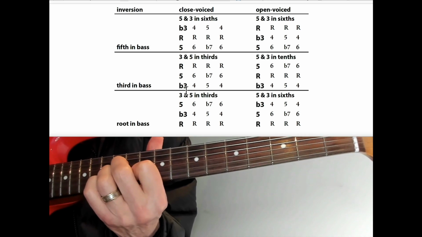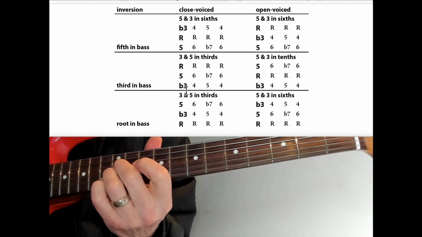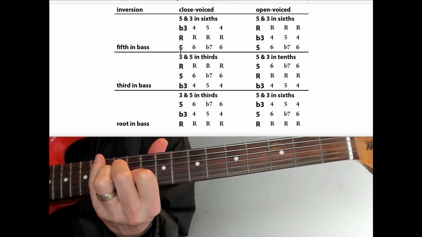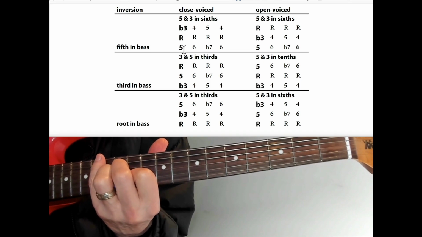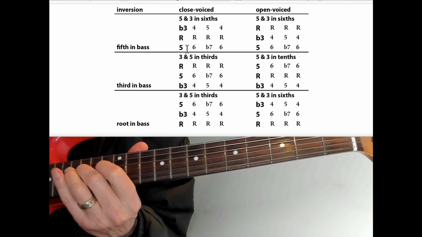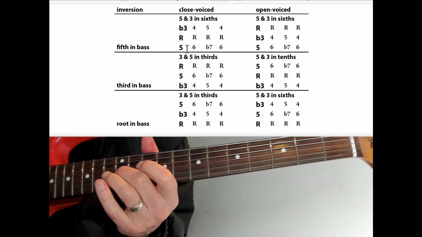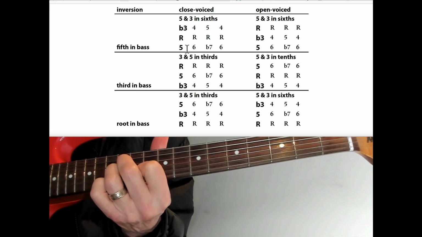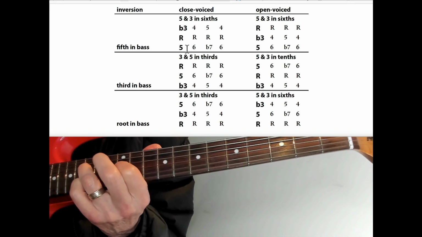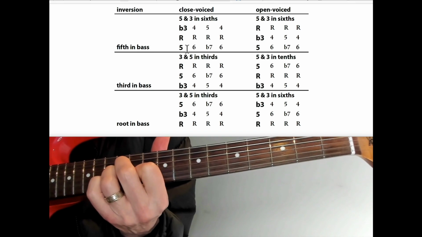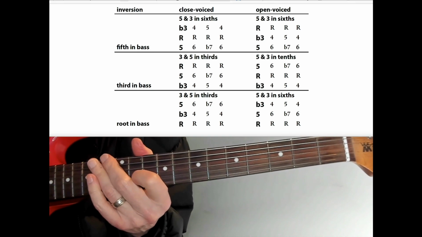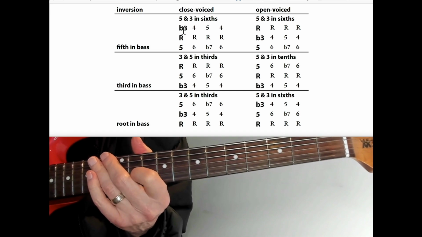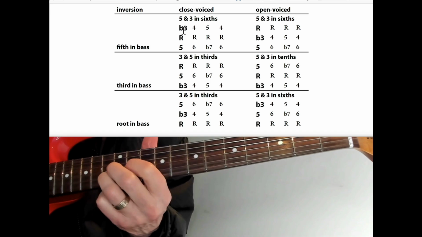Then the next inversion set is with the fifth in the bass, and that's on the top in the chart here. And the fifth in the bass moves 5, 6, flat 7, 6. The root stays on the third string. You can see that that's not changing, just my fingering is. And on the second string, the third, you see on the top here it goes 3, 4, 5, flat 3, 4, 5, 4.